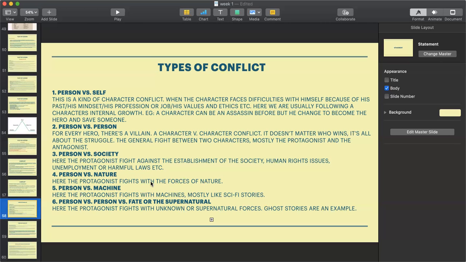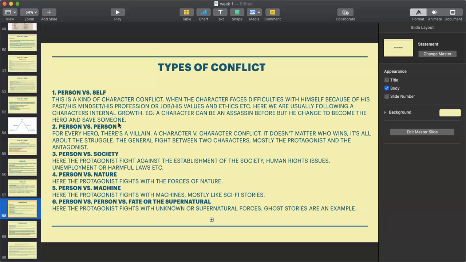So here we usually follow a character's internal growth, how he is growing as a person. Okay, so this is the basic first type of conflict, person versus self, himself. Okay, person versus person, it's a very simple thing. A hero, there is a villain. A character versus character conflict. Okay, Thanos versus Avengers.